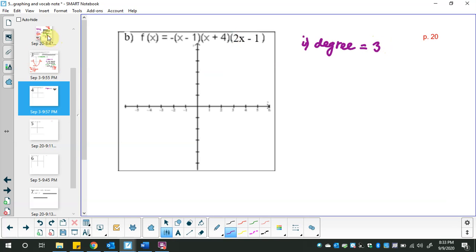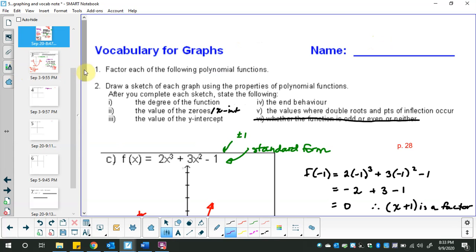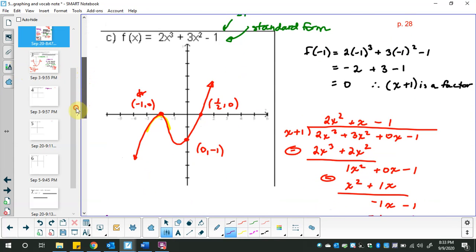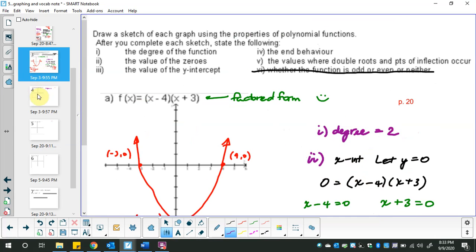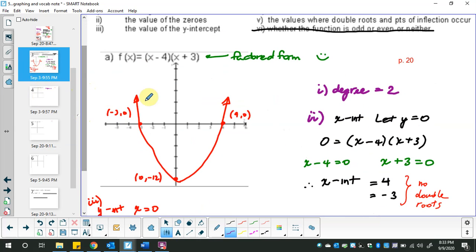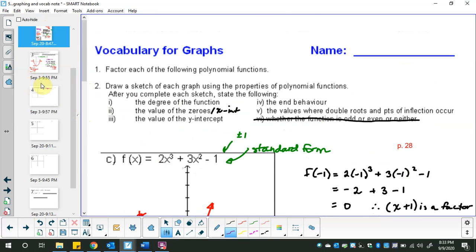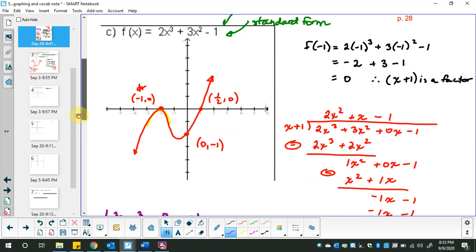That also means this picture will likely look more like this picture, which is a degree 3, than this picture, which is a degree 2. So let's see how it compares to this one.